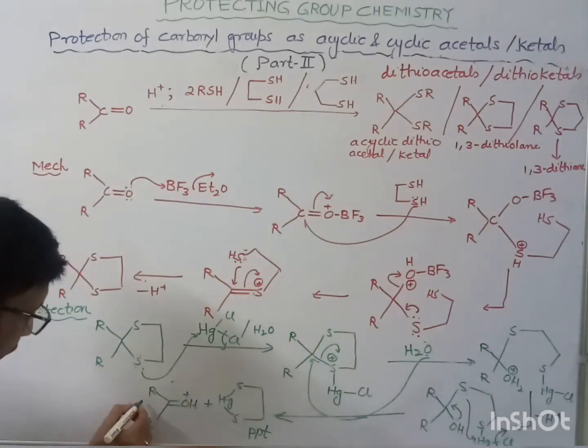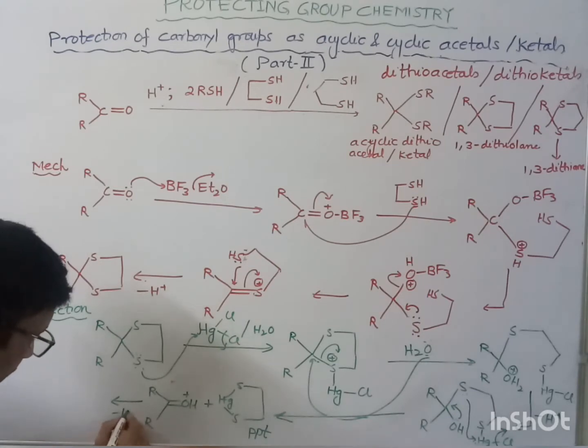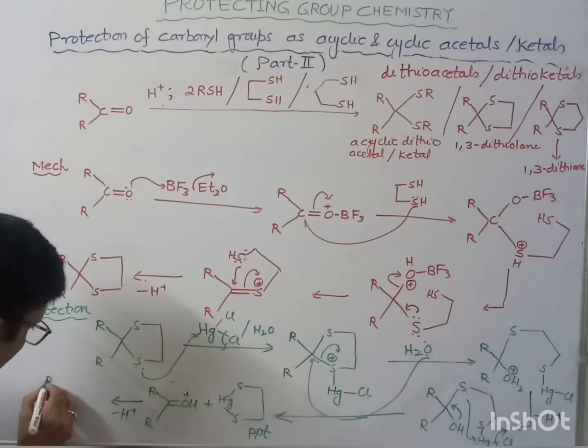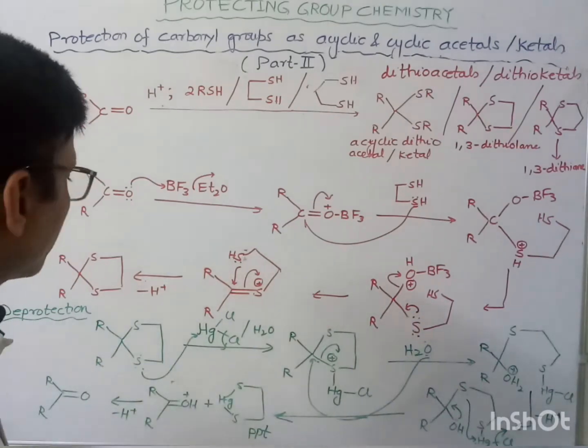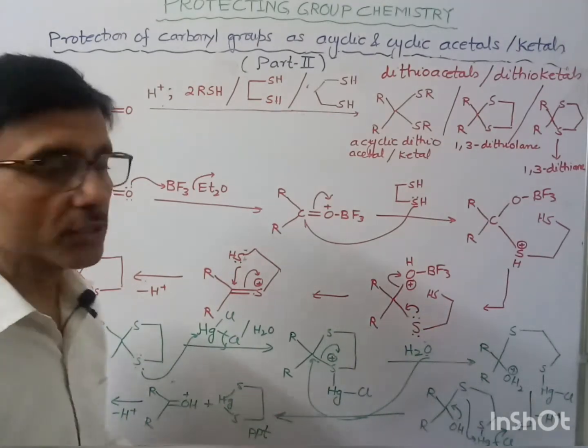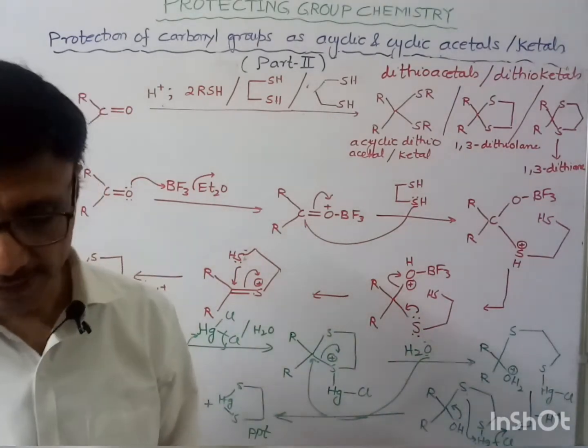Okay, and finally we will get the carbonyl compound. So in this way we can see this carbonyl compound is deprotected using this mercury salt. Okay, so this is the method of protection and deprotection.